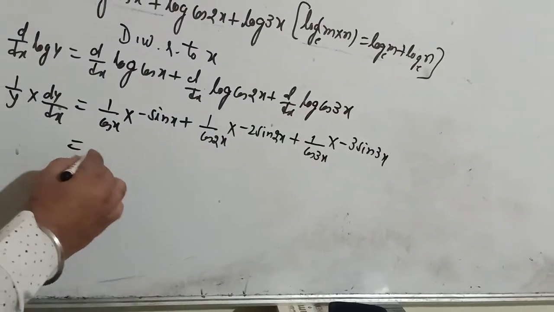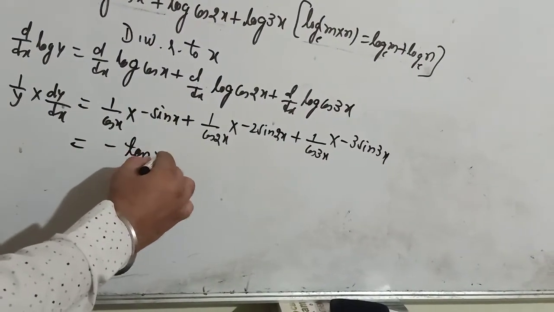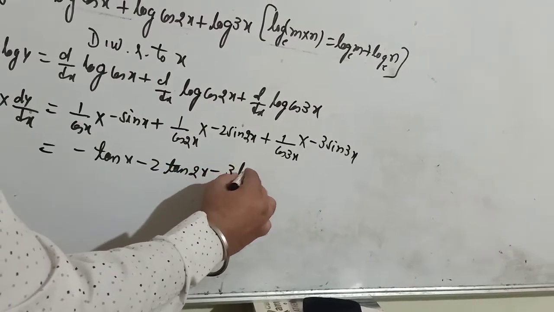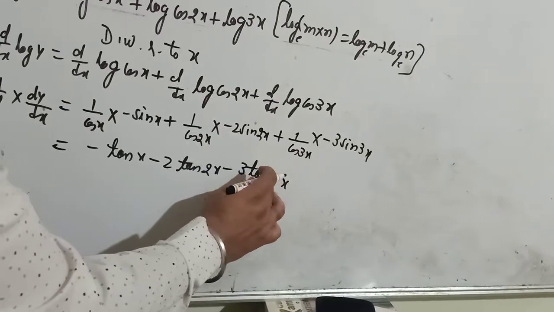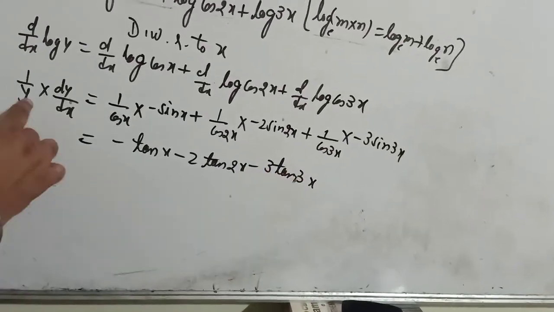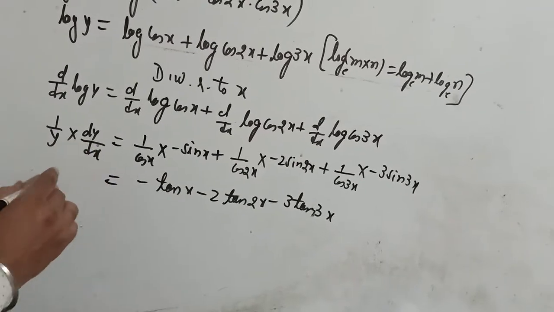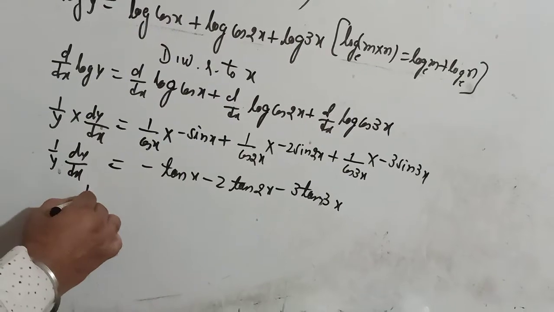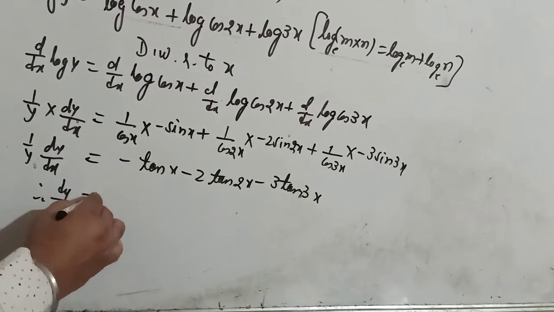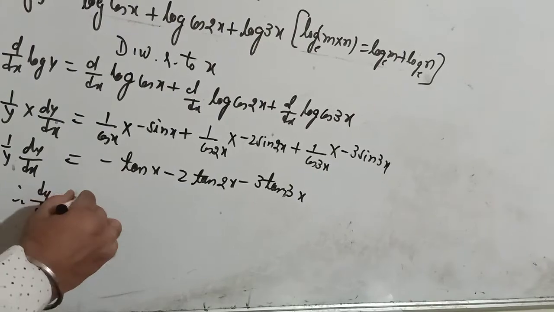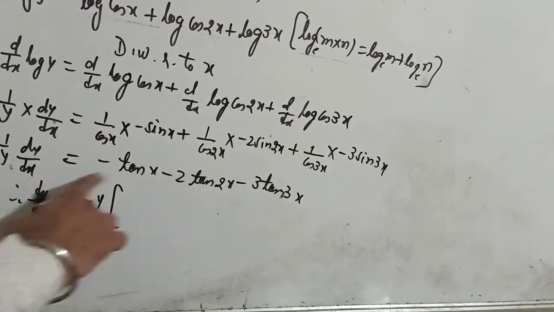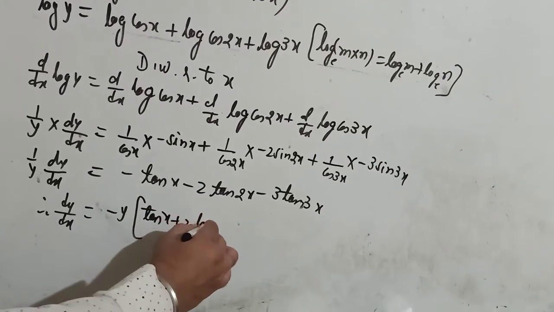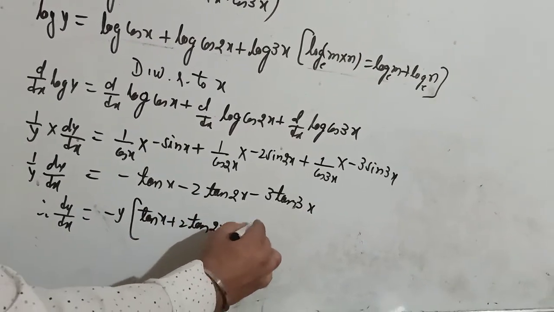So this is minus tan x, minus 2 tan 2x, minus 3 tan 3x. After getting the simplest form, bring this y to this side, because you have to find dy by dx. So this is 1 upon y dy by dx. Now what we can do is dy by dx will be y, and also take minus common from the right side, so minus y. I brought y to this side, it will be multiplied. So tan x plus 2 tan 2x plus 3 tan 3x.